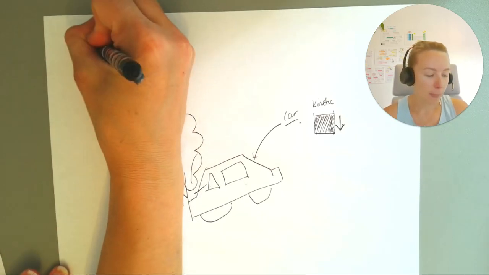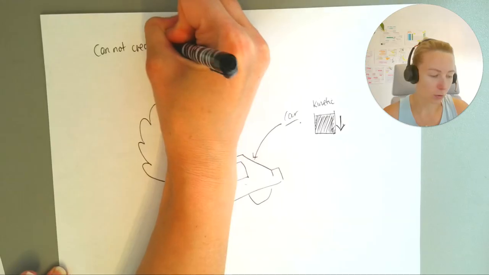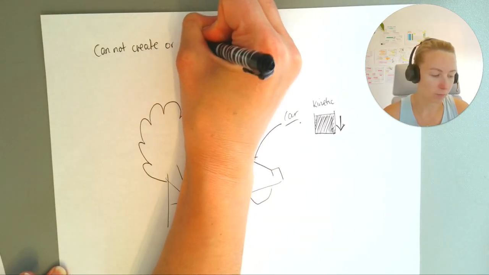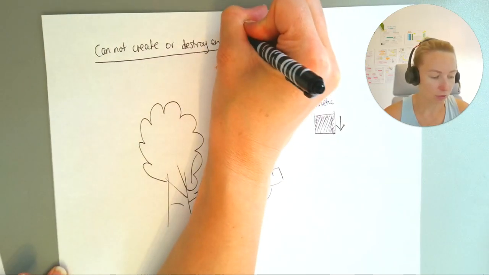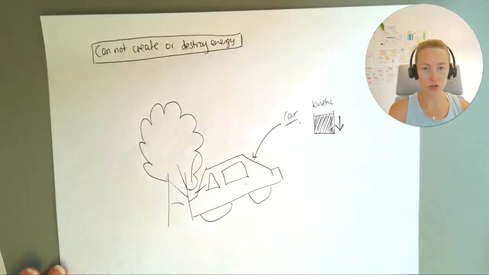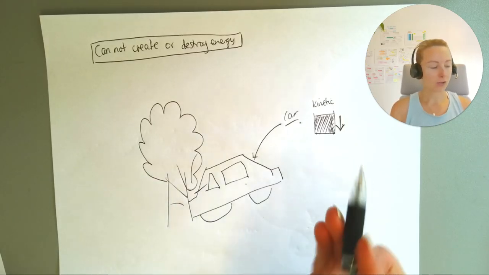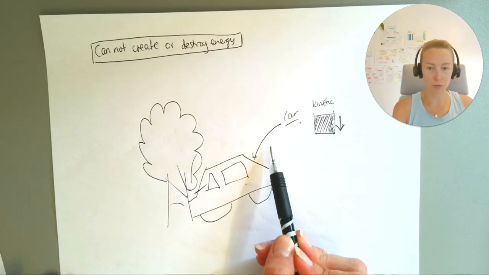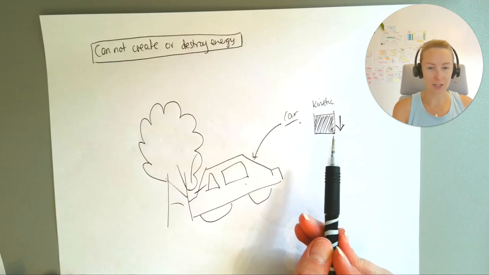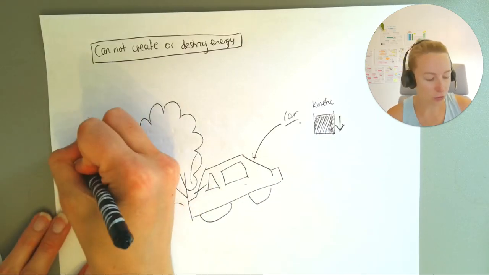Now we know that we cannot create or destroy energy. So we can't create new energy and we can't destroy energy. It has to move from one store to another or dissipate into the surroundings. So here, this kinetic energy is being reduced because the car is going from moving to stopped, but that kinetic energy is going to go somewhere. So when that car hits the tree, the tree is going to move a bit.